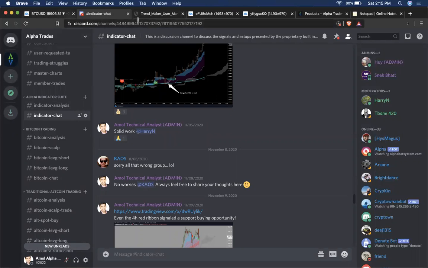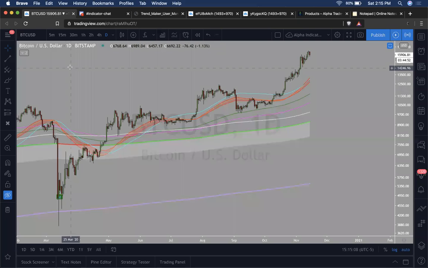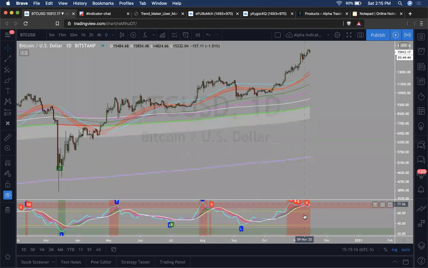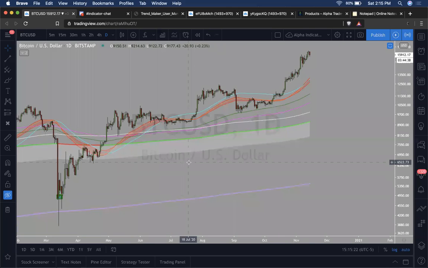So aside from this Trend Maker indicator, we have 2 other indicators: the Swing indicator, which you will see in the next video, and then finally our Shepherd indicator, which is an RSI divergence-based indicator. So thank you for watching, and keep watching for the videos ahead.